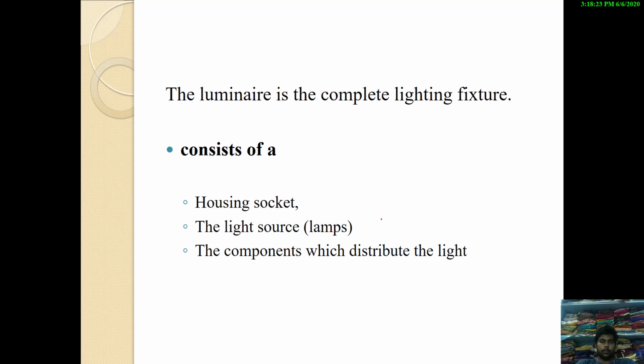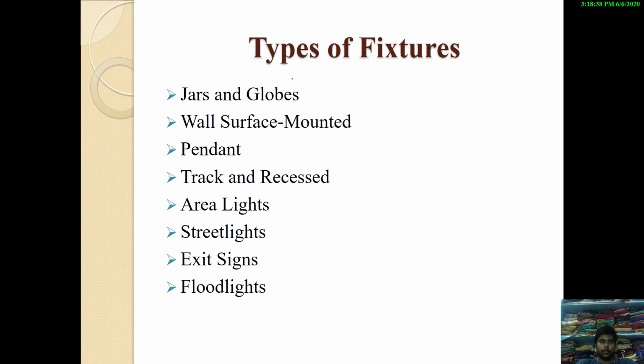Here the fixture consists of some components, that is housing and socket. The next one is the light source. The third one is the components which distribute the light. There are different types of fixtures available, that is jars and globes. We will see them in detail one by one.